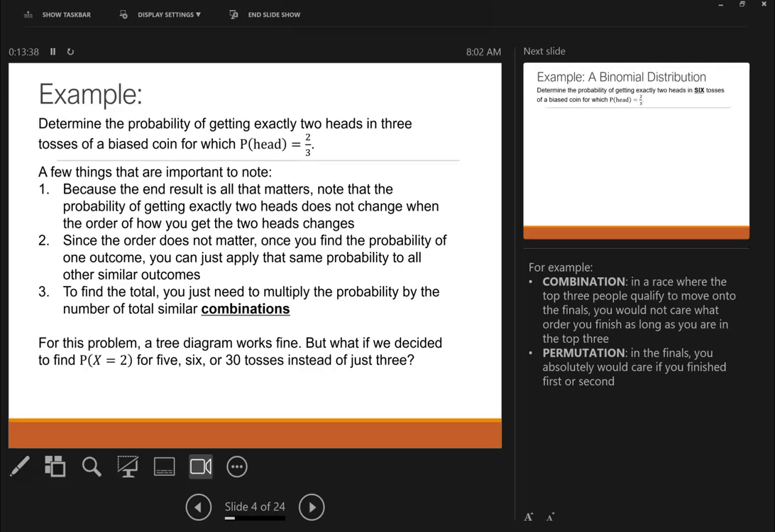So again, the tree diagram was fine in that example, but what if instead of tossing the coin 3 times, we tossed it 5 times, or 6 times, or 30 times? Drawing 2 to the 30th branchings, you'd need a sheet of paper as long as the hallway to get that thing to expand out. That's going to be a massive, massive tree. Nobody in their right mind wants to do that by hand, right?